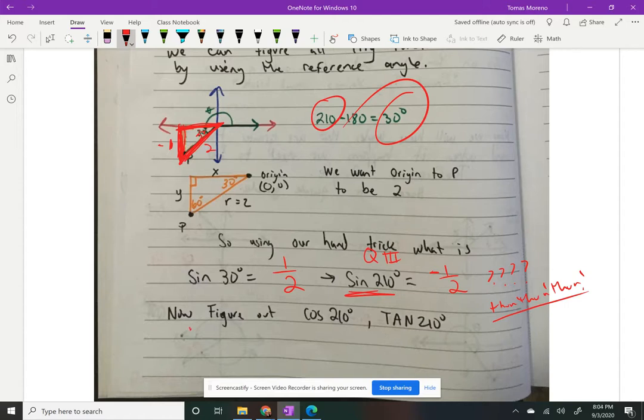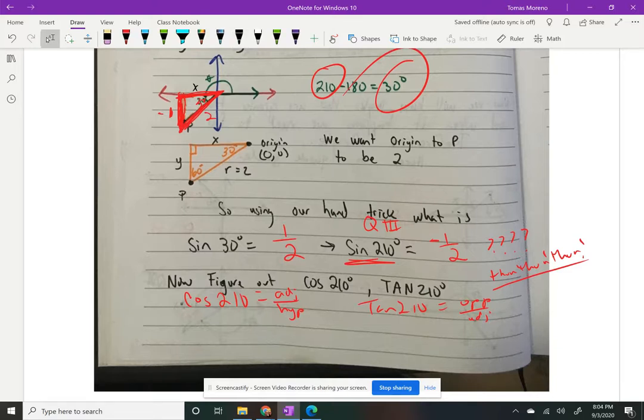We know cosine of 210 would be adjacent over hypotenuse, and tan of 210 would be opposite over adjacent, right? And we already know we have our triangle here. So guess what? All we need to do is figure out what this missing side is. And that's just Pythagorean theorem, guys. And of course, we could use our co-functions and all that good stuff, but this is something that we could just do, right?